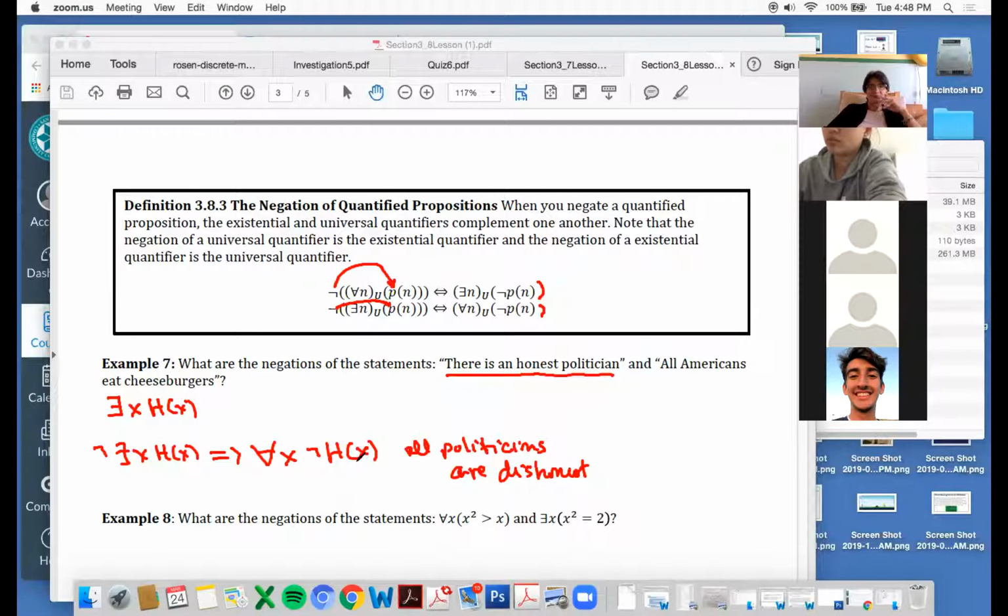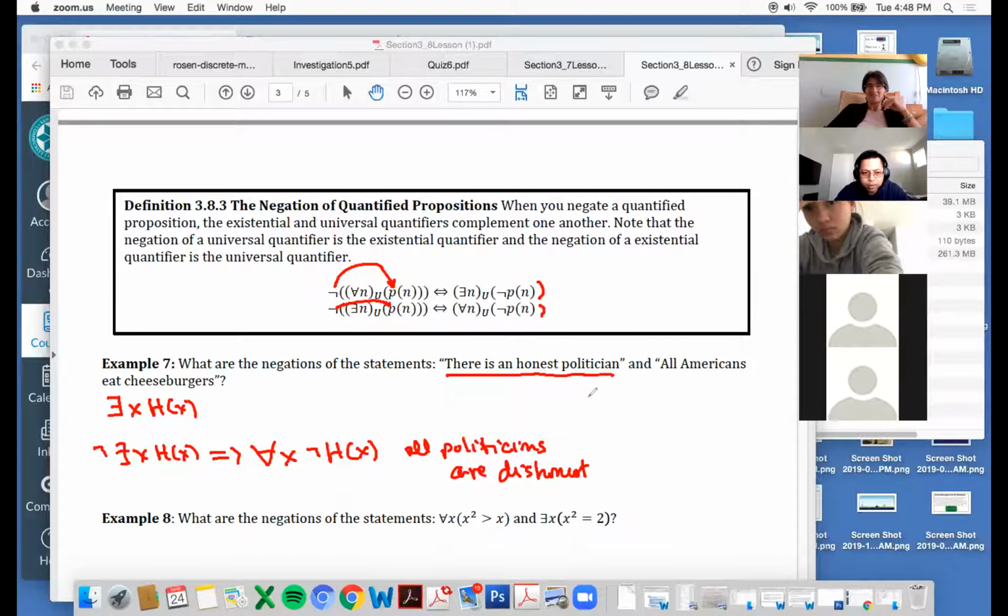Does that make sense? Is that the same as there is no honest politician? Yes. So there is no honest politician is the same as saying all politicians are dishonest.